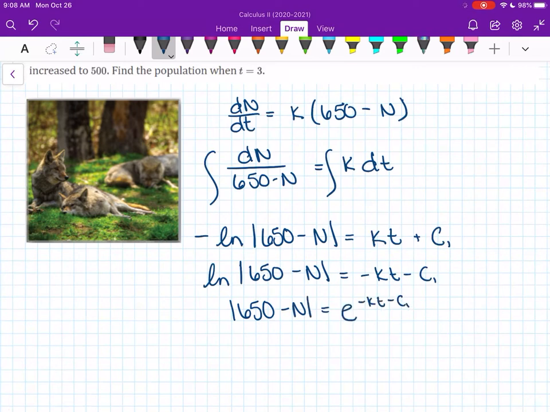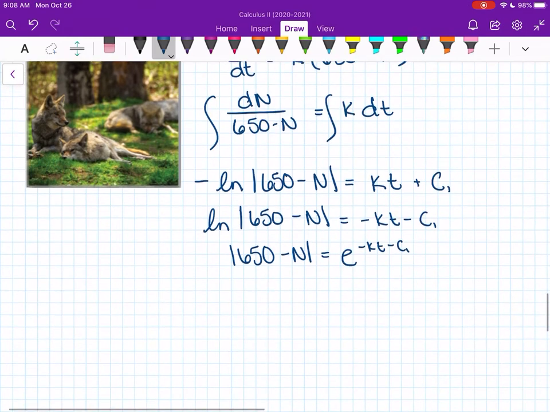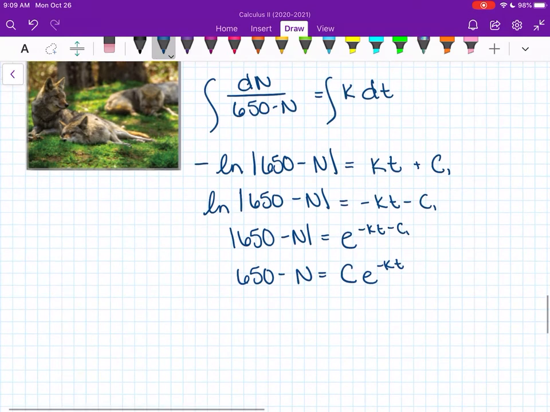And go ahead and put that into exponential form. So I get e to the negative kt minus some constant. And I'm going to make that e to the negative c sub 1 some new constant, and also include the plus or minus from the absolute value in that. So now I can write that as some new constant c times e to the negative kt. I'm going to subtract 650 and multiply by a negative 1 on both sides. So now I get n equals 650 minus c e to the negative kt.